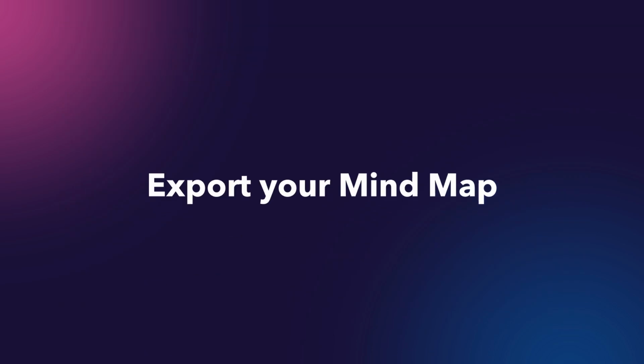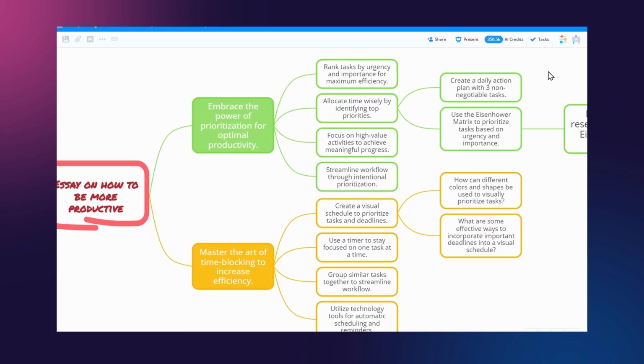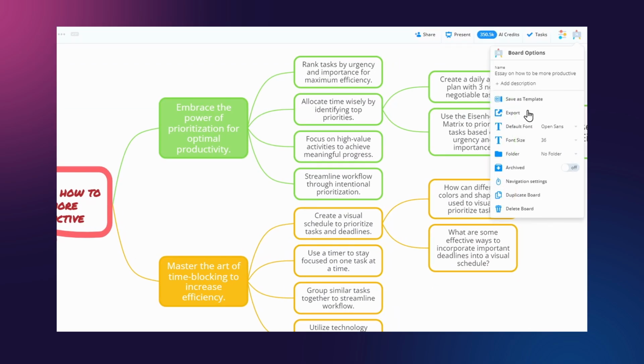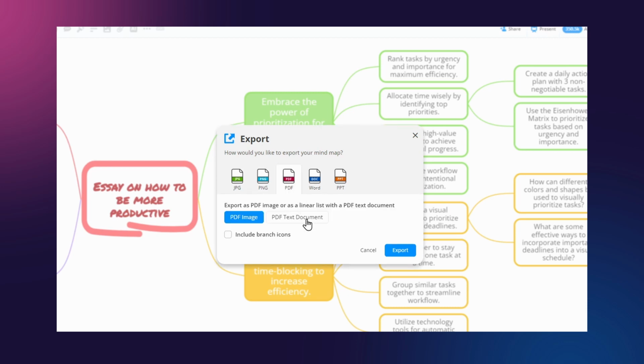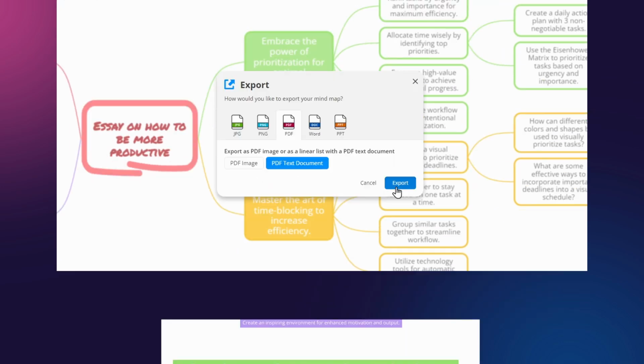When you're ready, you can choose to export your mind map. You can export your essay as an image, a PDF, a Word document, or a presentation. And that way, you'll have your ideas ready to go, and you can build that A+ essay.